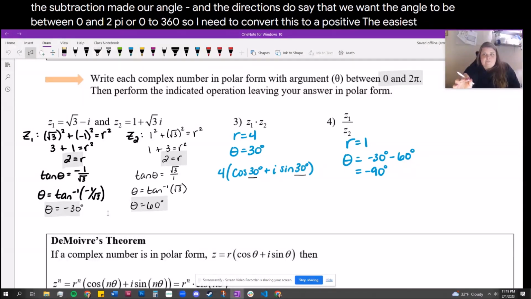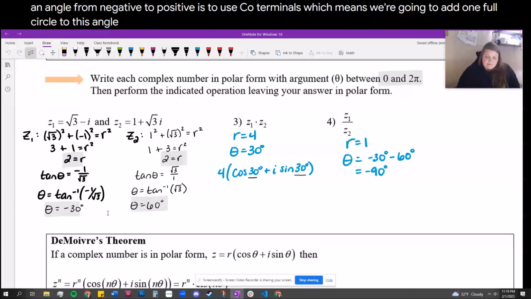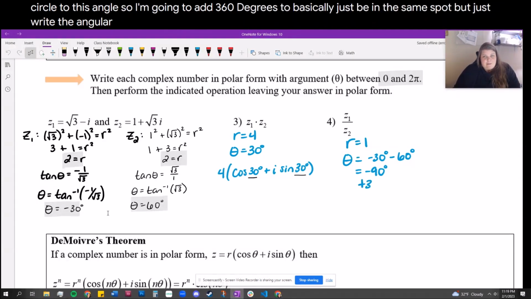The easiest way to convert an angle from negative to positive is to use coterminals, which means we're going to add one full circle to this angle. So I'm going to add 360 degrees to basically just be in the same spot, but just write the angle in a positive way. I'm going to get 270 degrees.